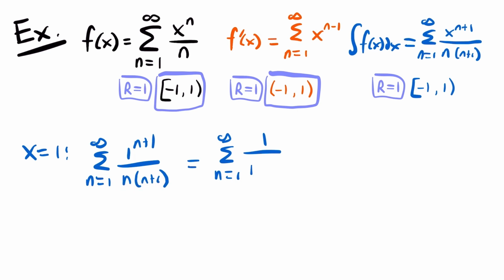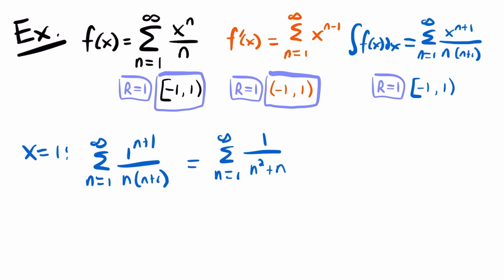So we have 1 divided by n squared plus n. Now, if we use a divergence test on this series, the limit as n approaches infinity of 1 divided by n squared plus n is 0. So the divergence test doesn't tell us anything about this series. And so we need to use another test to determine if this series is a convergent series.